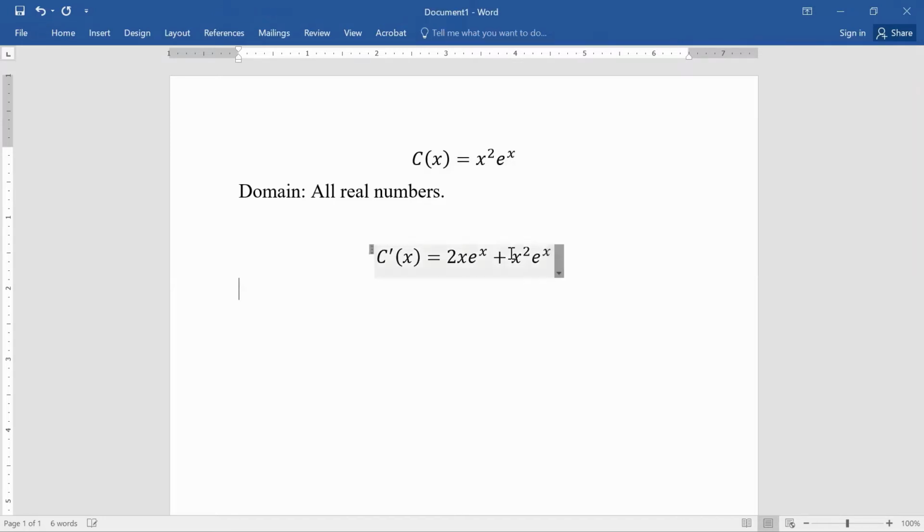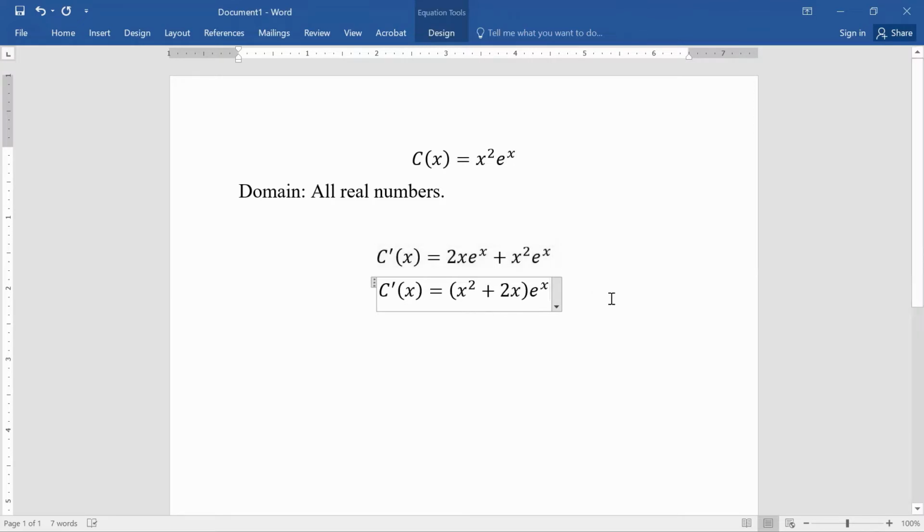That's what we get. I like to look at this first derivative a little bit differently. I would rather factor out that e to the x and say my first derivative is x squared plus 2x multiplied times e to the x. I think that's easier to see. So my original function was polynomial times e to the x, and my derivative now is polynomial times e to the x.